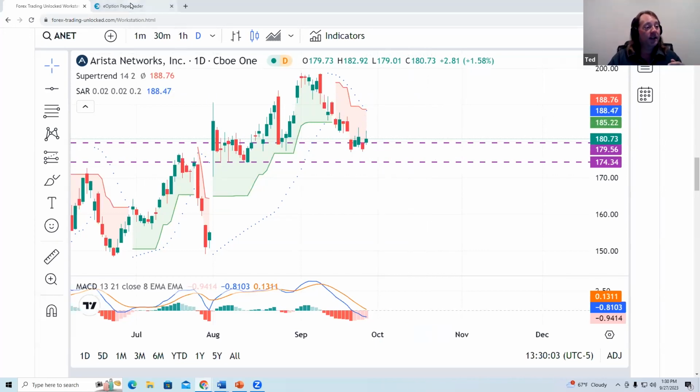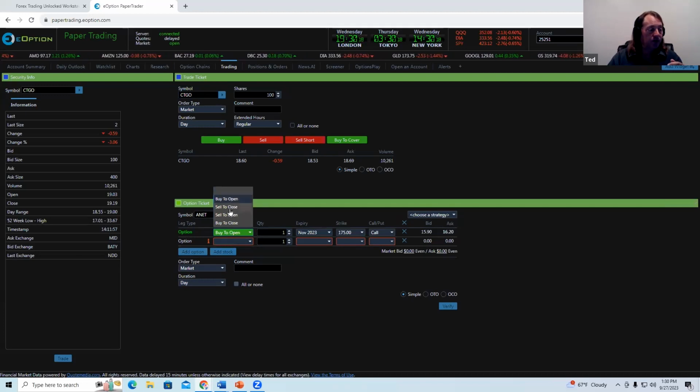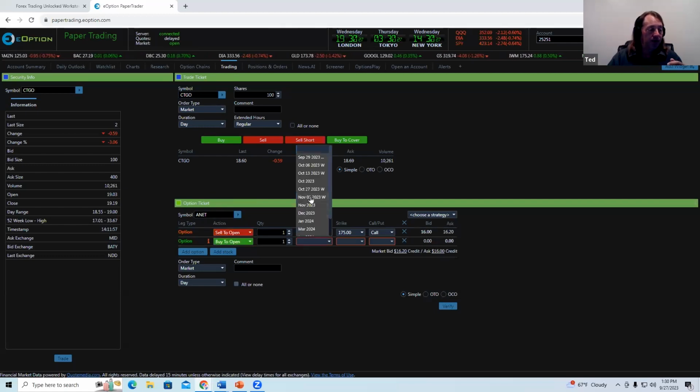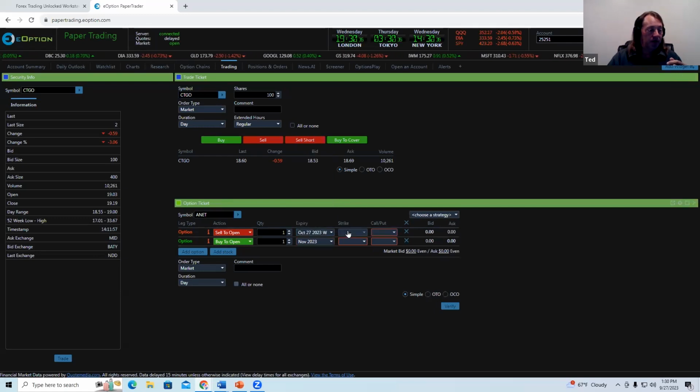So we'll look at the pricing on that. So we see 175 was the strike price that we're talking about. And so for this case, we need to add an option. So this would be a sell to open and a buy to open. And we're going to look at the November, and we're going to look at the October. Okay, so now we go to the 175 strike price.